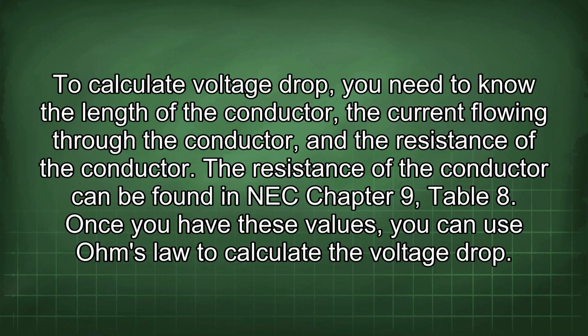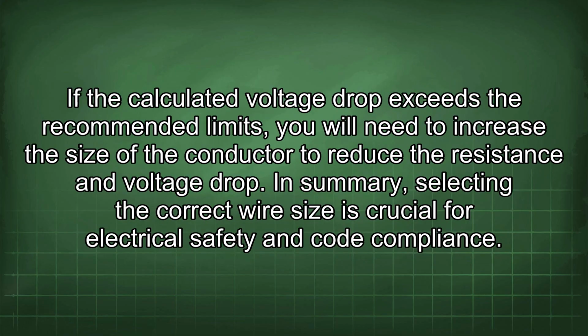The resistance of the conductor can be found in NEC Chapter 9, Table 8. Once you have these values, you can use Ohm's law to calculate the voltage drop. If the calculated voltage drop exceeds the recommended limits, you will need to increase the size of the conductor to reduce the resistance and voltage drop.